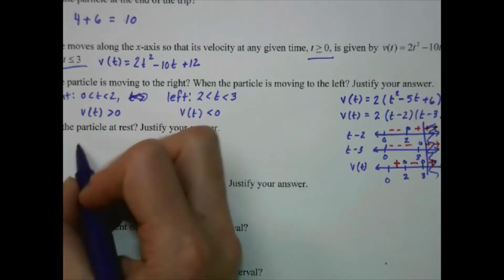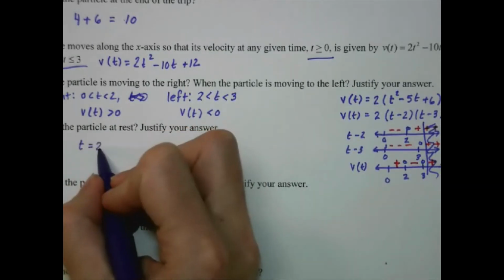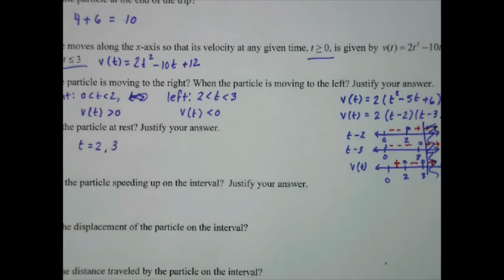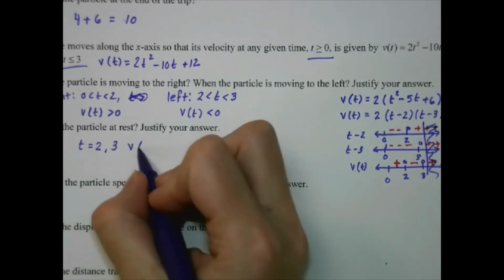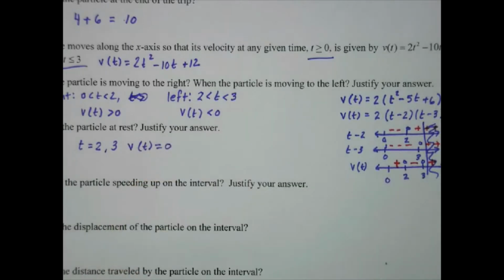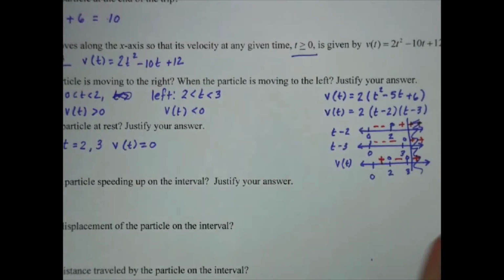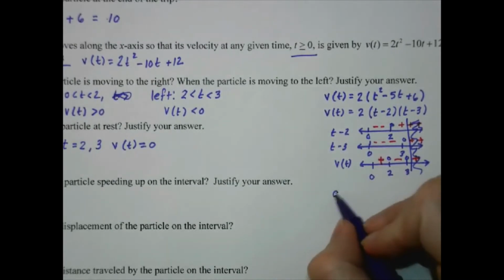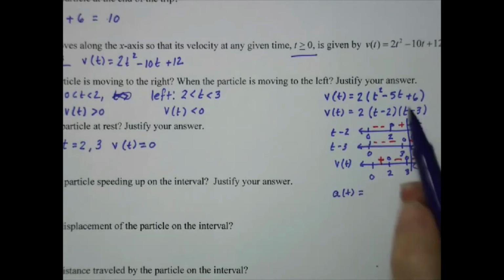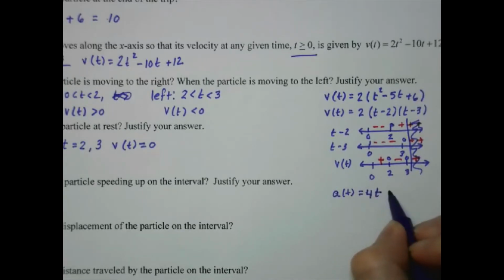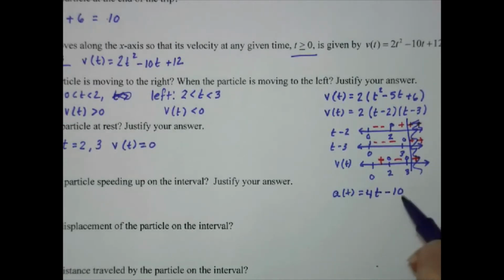Okay, when is it at rest? It's at rest at those 2 zeros, so at 2 and at 3. Because the velocity is 0. Okay, where is the particle speeding up on this interval? So we can tell if it's speeding up if velocity and acceleration have the same sign. So a of t is going to be the derivative, so that's going to be 4t minus 10. So that's going to equal 0 at 10/4 or 5/2 or 2.5.